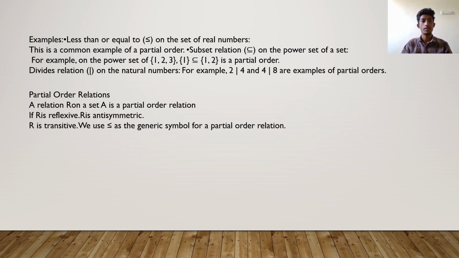Partial order relations. A relation R on a set A is a partial order relation if R is reflexive, R is antisymmetric and R is transitive. We use less than or equal to as the generic symbol for a partial order relation.